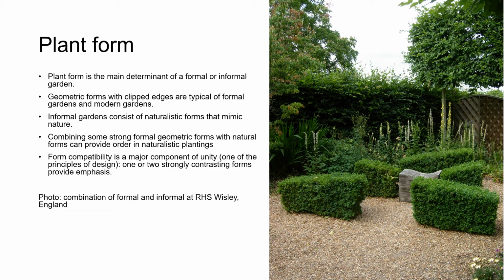Plant form is the main determinant of a formal or informal garden. Geometric forms with clipped edges are typical of formal gardens, whereas informal gardens emphasize naturalistic forms that mimic nature. Combining some strong formal geometric forms with natural forms can provide order in naturalistic plantings, which can sometimes look a little messy at certain times of the year when plants are coming to the end of their blooming season or going dormant for the winter.